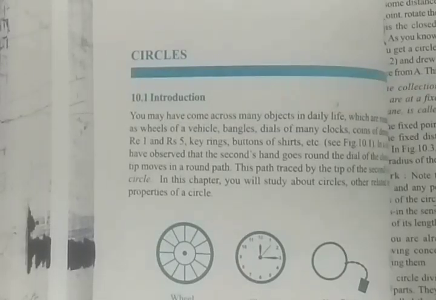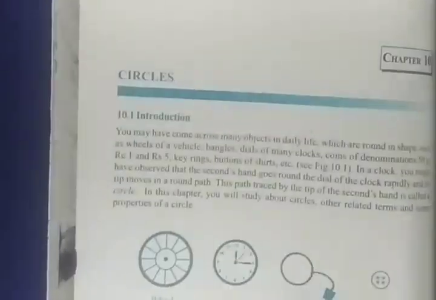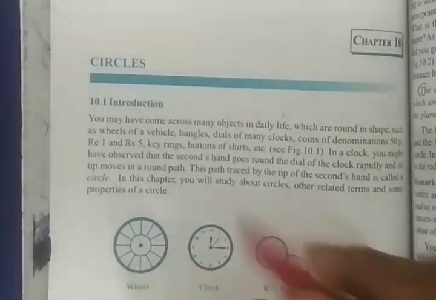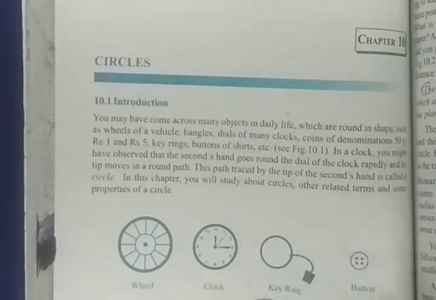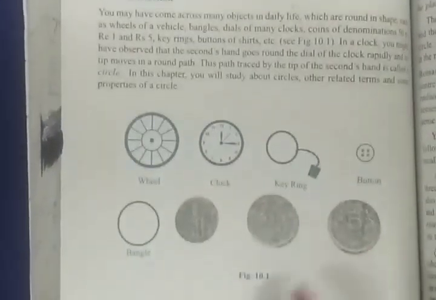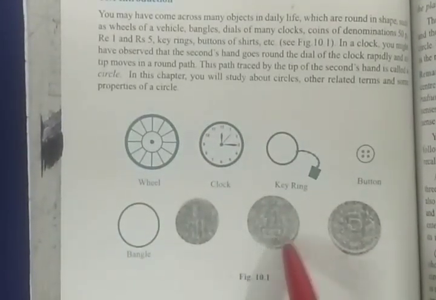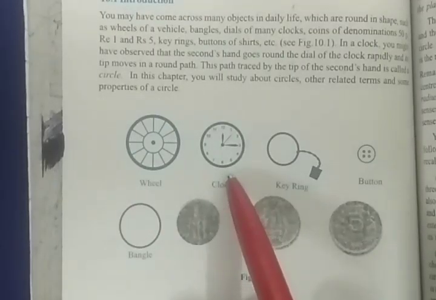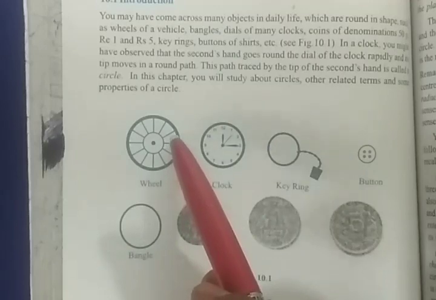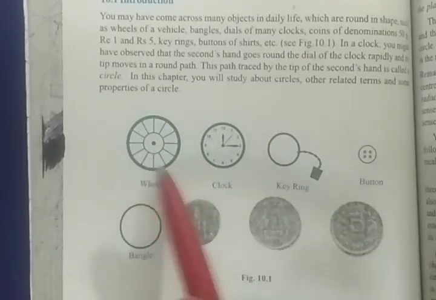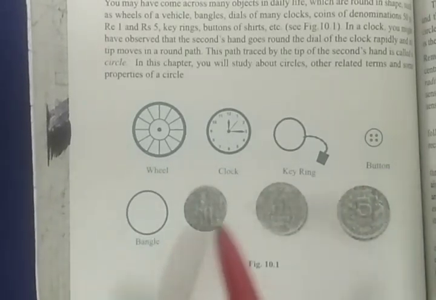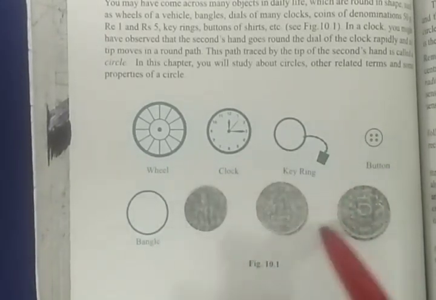Hello students, let's learn math subject standard 9, chapter number 10. Chapter name is circles. You have all observed circles in your daily life, right? Take the example of a coin. It is a circle. Clock is a circle. Wheel, any wheel, cycle tire or car tire, okay, or button, right? Bangles which your mama wears. All these are circles.